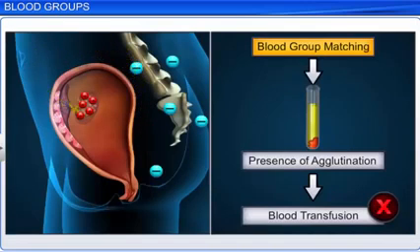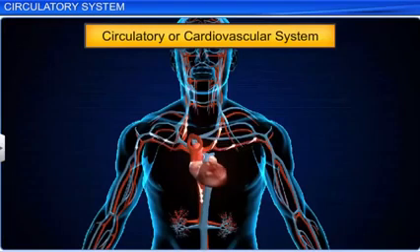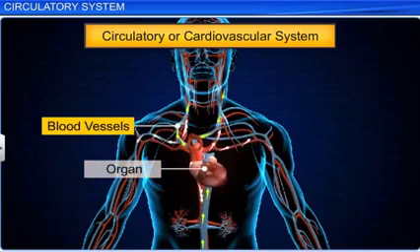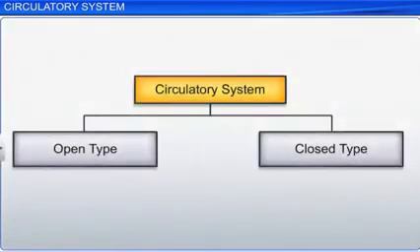Thus, Rh and ABO incompatibility can be easily prevented by knowing the blood group types. The circulatory system or cardiovascular system refers to the organs and blood vessels involved in the transport of blood throughout the body. It is of two types, open and closed.